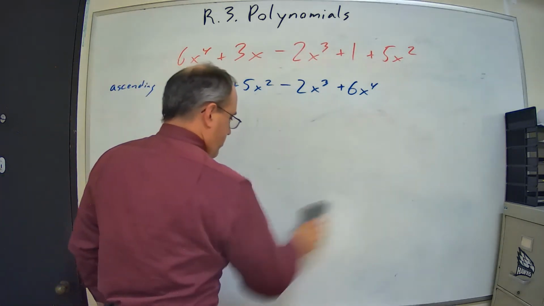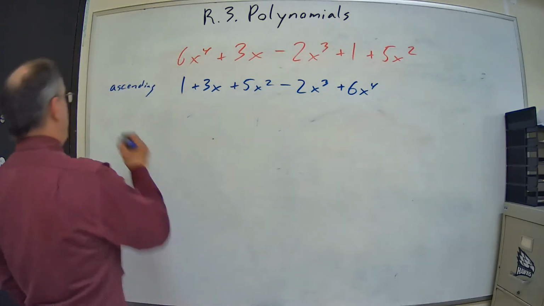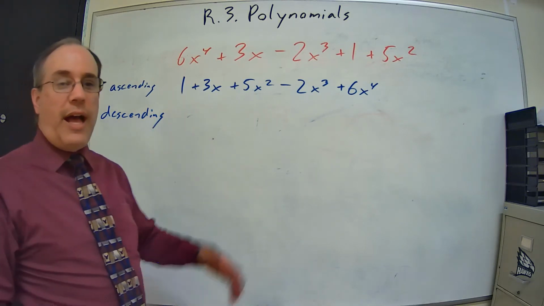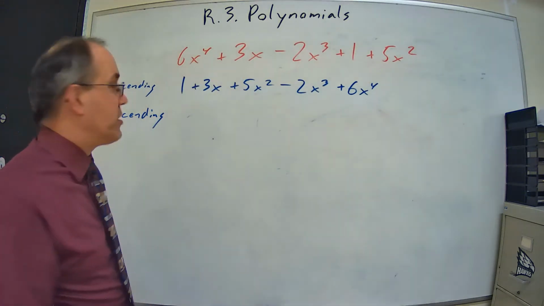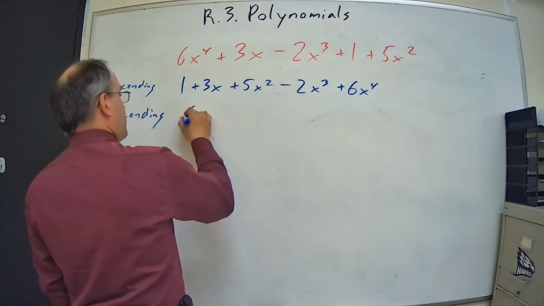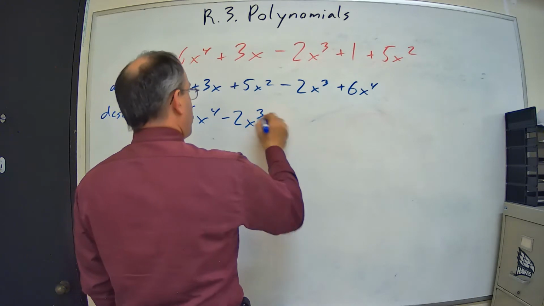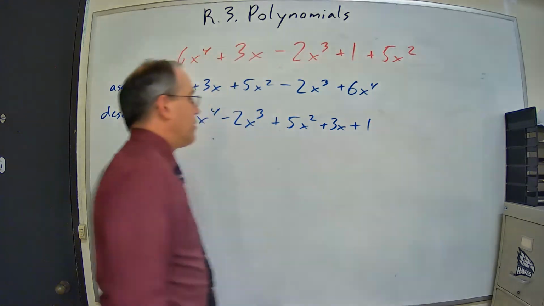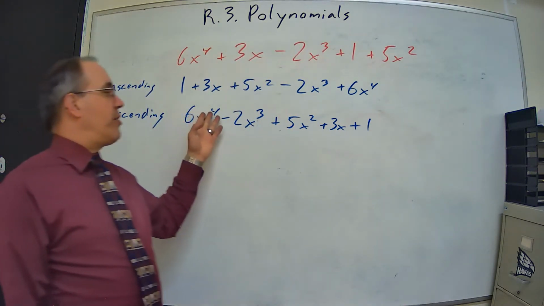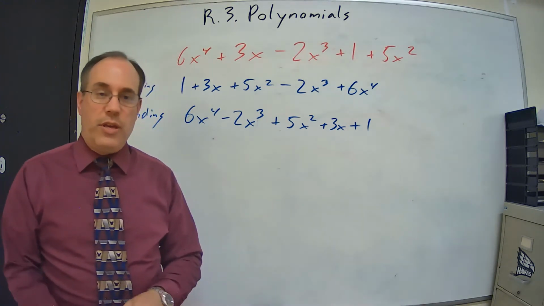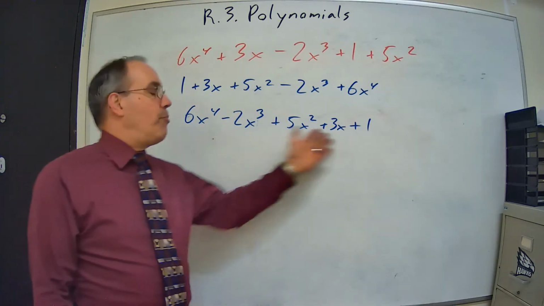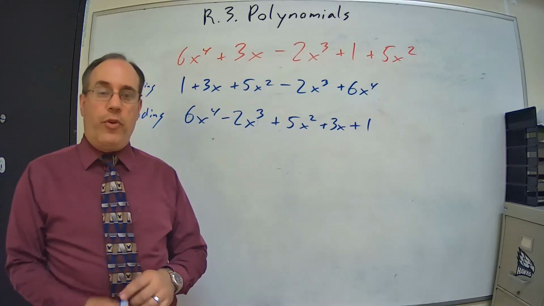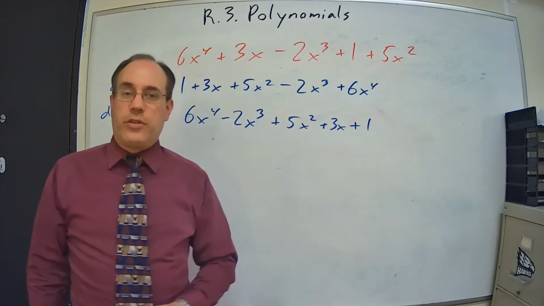Generally though, the more common method would be to go in descending order, which means we start with the highest degree term and go to the lowest degree term. So in this case, that would be 6x to the 4th minus 2x cubed plus 5x squared plus 3x plus 1. So we're going from a higher exponent to a lower exponent. And this would be the general method that we would use. I would say this is the preferred method for writing a polynomial. Highest degree term to lowest degree term.